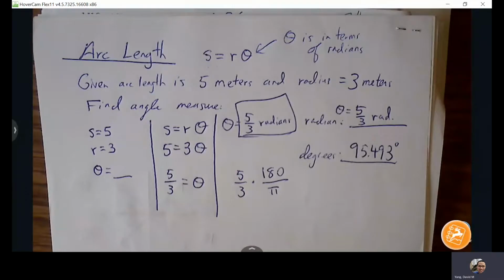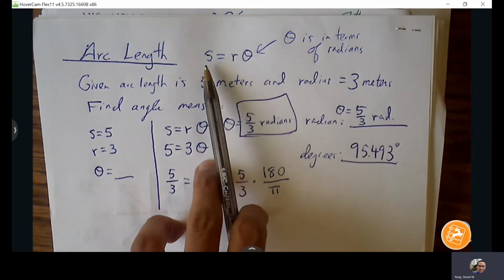Here is an example problem that I want to highlight before. As I'm grading quizzes, I realize that there's a common misunderstanding that I want to go over. So let's say we have an arc length problem.